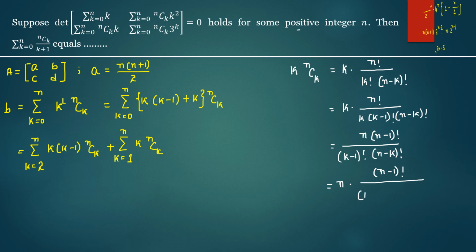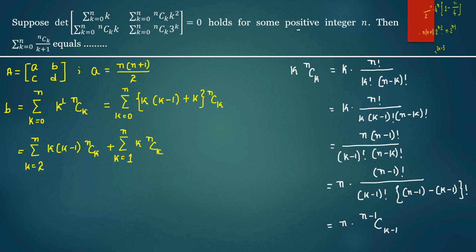(k minus 1) I keep as it is, that's okay. But for the next one, I can easily write it as (n minus 1 minus k minus 1) factorial. So therefore, it became n multiplied by (n minus 1) C (k minus 1). So therefore, k times nCk can be easily written as n into (n minus 1) C (k minus 1).